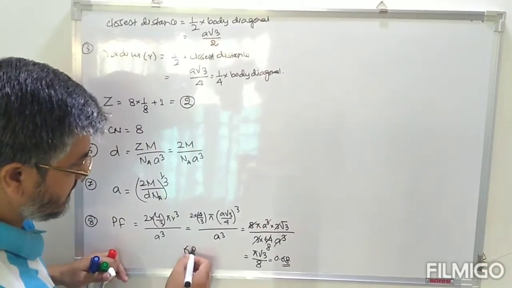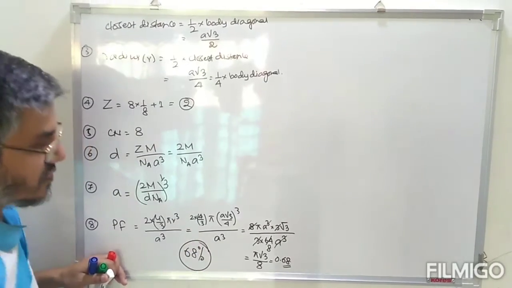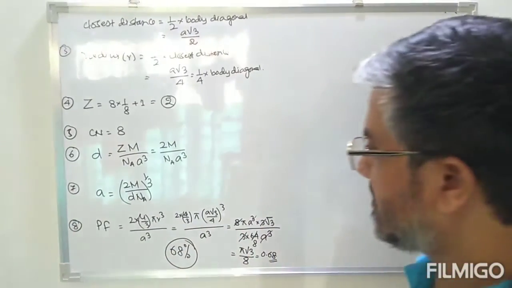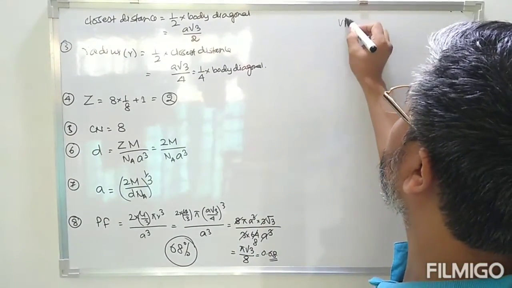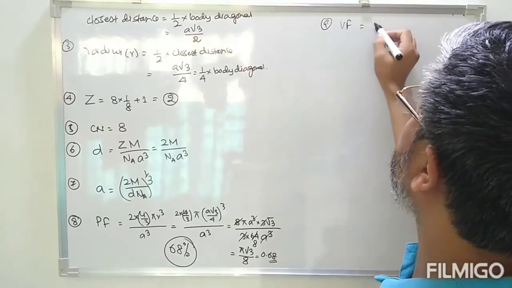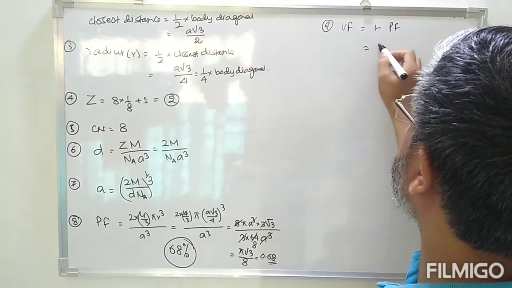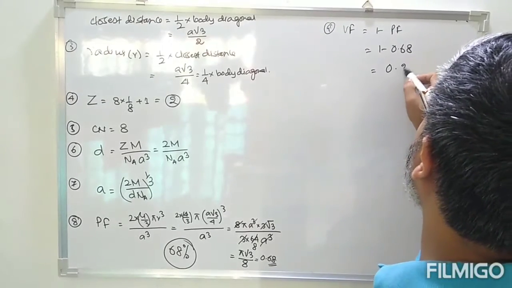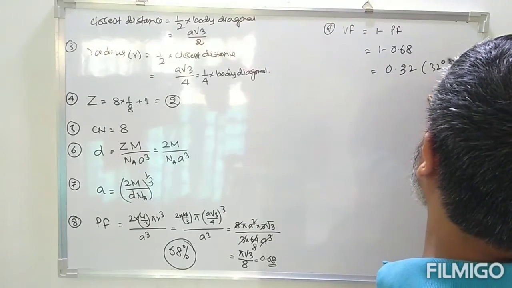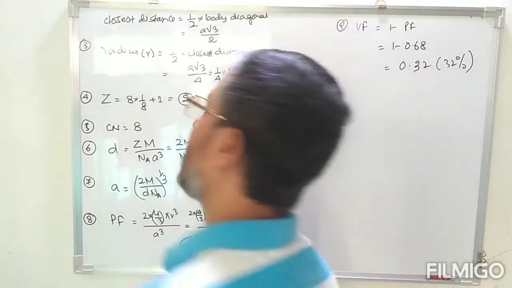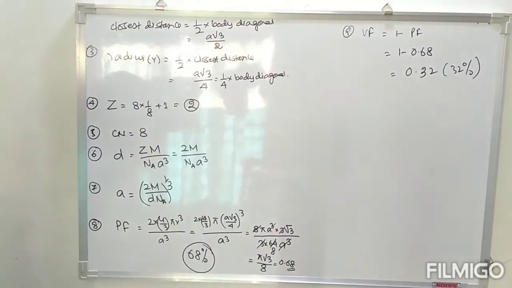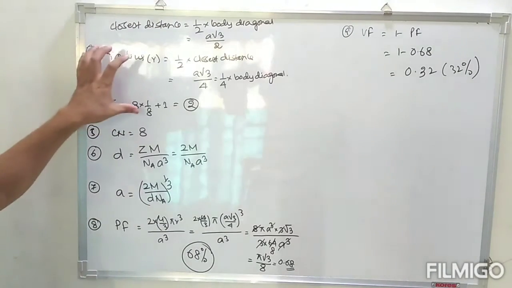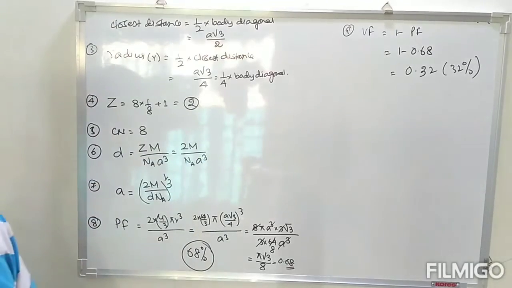That means 68% of the volume is occupied by spheres. If this is the packing fraction, then the void fraction is 1 minus the packing fraction. So this is 1 minus 0.68, which comes out to be approximately 0.32. So approximately 32% is left unoccupied by spheres. So these are the unit cell parameters of a body center cubic unit cell.